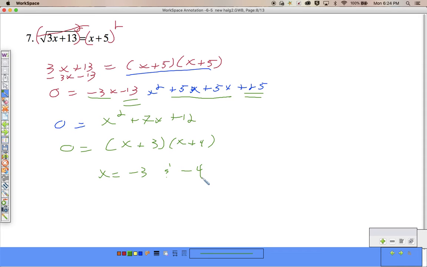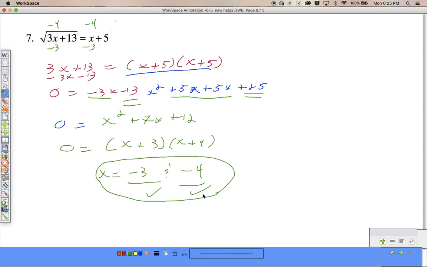I get x equals negative 3 and negative 4. From here, let me go back and erase this stuff. We should take both of these numbers, negative 3 and negative 4, and plug them in. Both of them work. I'm just not going to show that math, and I have two answers. But take the time, go back and plug them in.